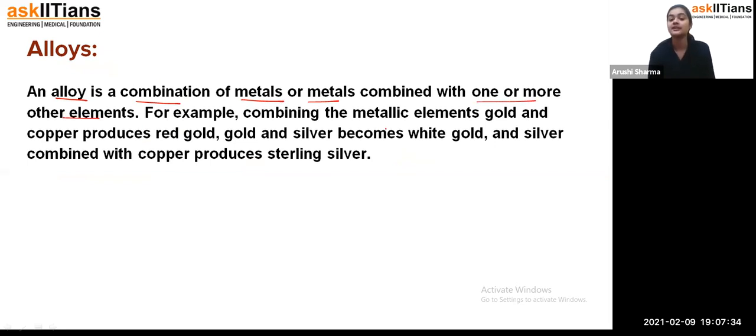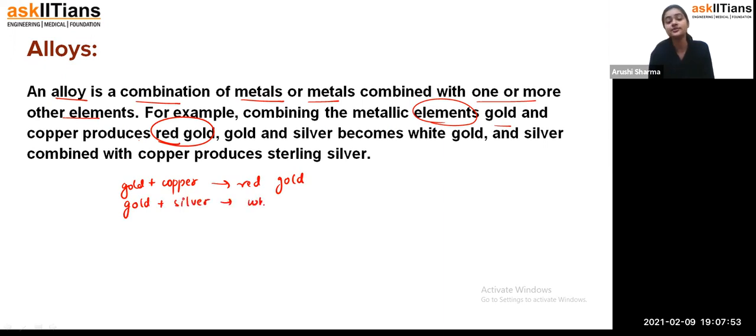For example, combining the metallic elements gold and copper produces red gold. If you are adding gold with copper, in that case you get red gold. Okay, this is red gold. Now if it is silver and gold, in that case you get white gold. That means, students, you are adding up two elements or two metals together. So when we combine metals with metals, we get some combination, and from that combination we get some different properties. So that's how we prepare alloys.